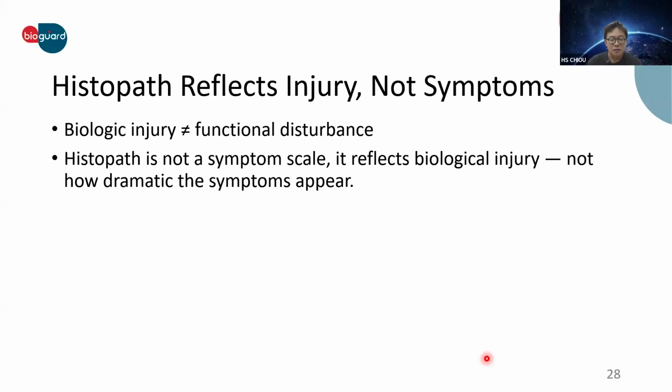And that explains something we all see in practice. The patient may have severe diarrhea, but only mild histological changes. Or the opposite, significant structural damage on biopsy, yet relatively moderate clinical signs. Because histopath is not a symptom scale, it reflects biological injury, not how dramatic the symptoms appear.